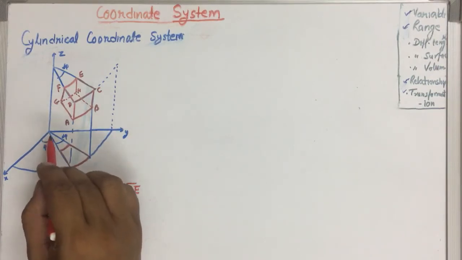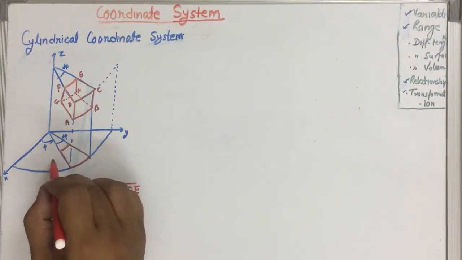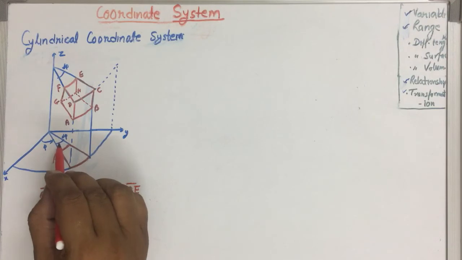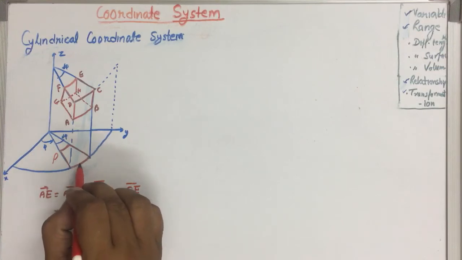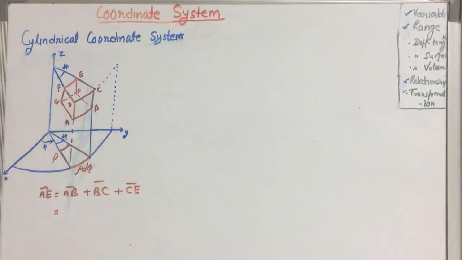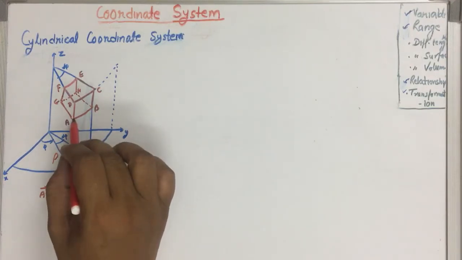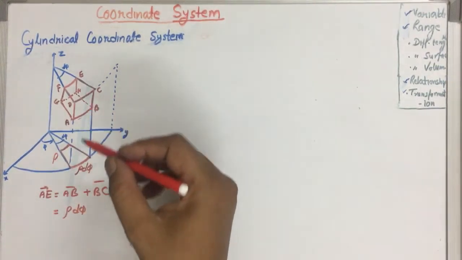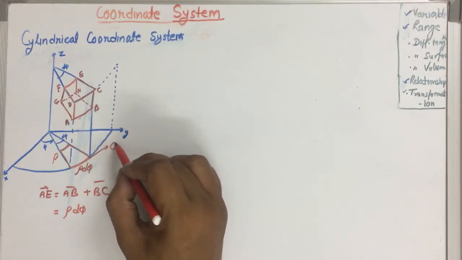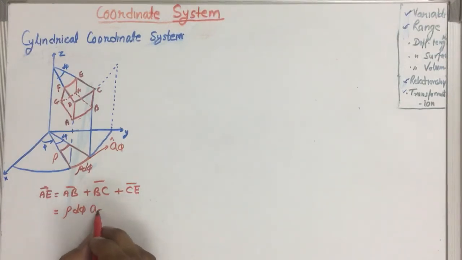See here, this is the radius of the cylinder, that is rho, and this is d phi, the small angular displacement. So this arc will be rho d phi if d phi is very small. If we relate this from here, then we find AB is this arc, that is rho d phi, and the direction of this is in the direction of A phi. So AB can be written as rho d phi in the direction of A phi. Now come to BC.